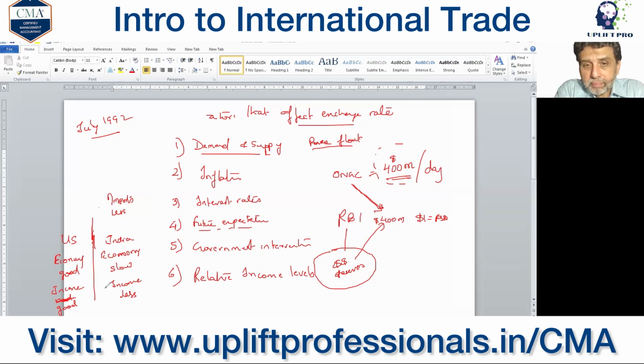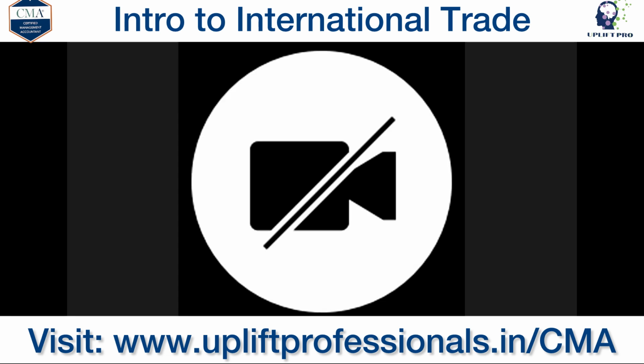Right. So this is about it. Now we will do it after. These are some of the factors which have been given in the text that actually affect exchange rates. Now I'll show you our newspaper cutting.